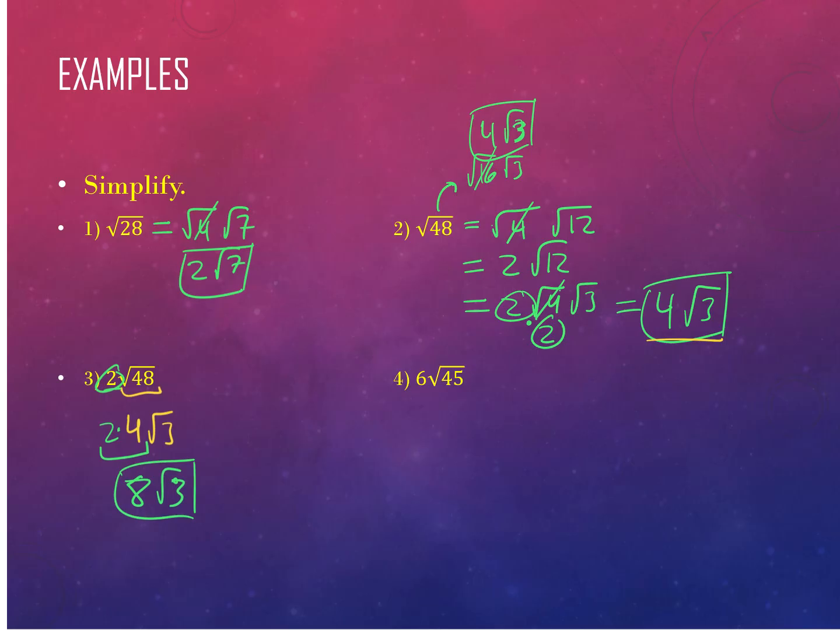All right, and nothing more we can do to that. All right, number 4, the exact same thing. This is the same as 6 square root of 9 square root of 5, right? 45 is the same as 9 times 5. And I picked 9 times 5 because the square root of 9 is 3. So I get 3 square root of 5, bring down the 6, and I can multiply whole number times the whole number. And so I get 18 square root of 5.